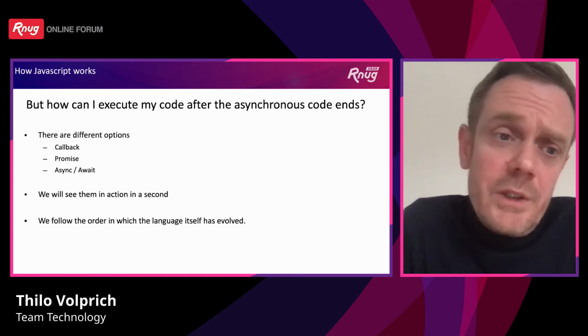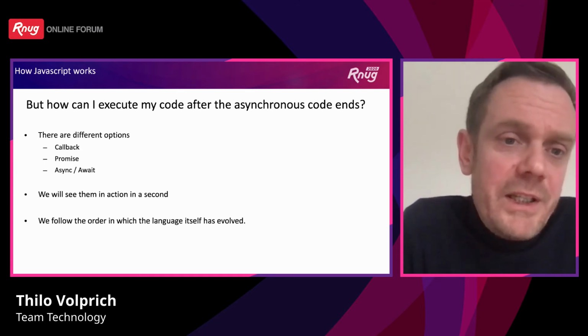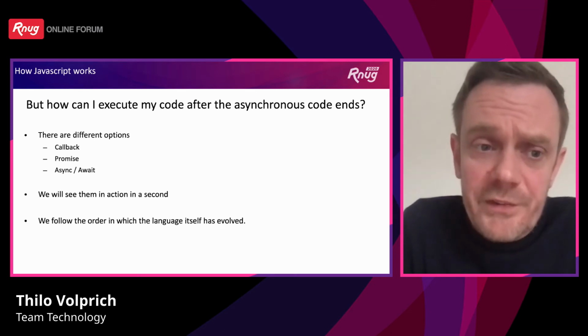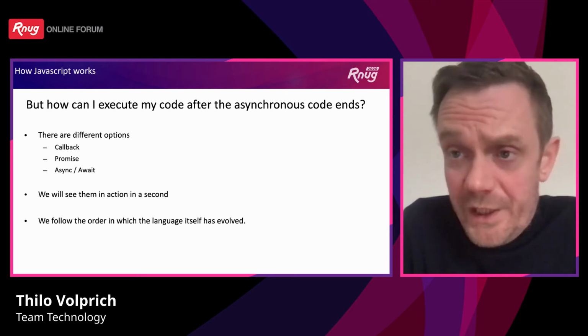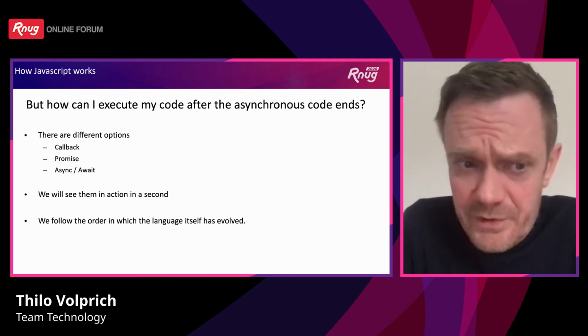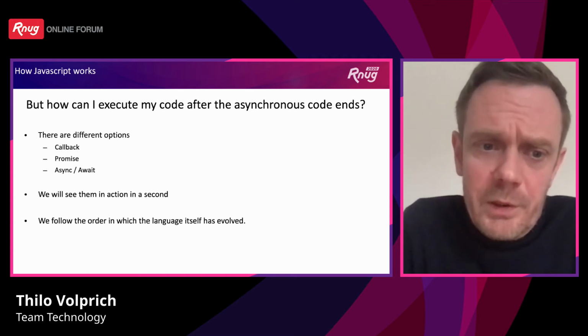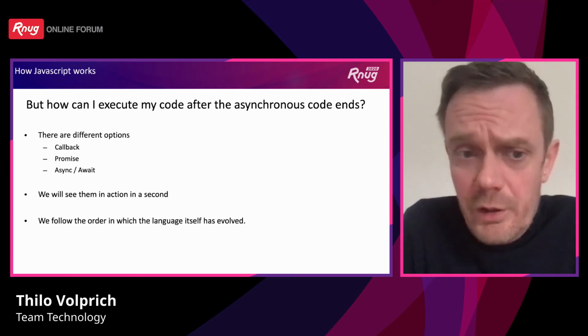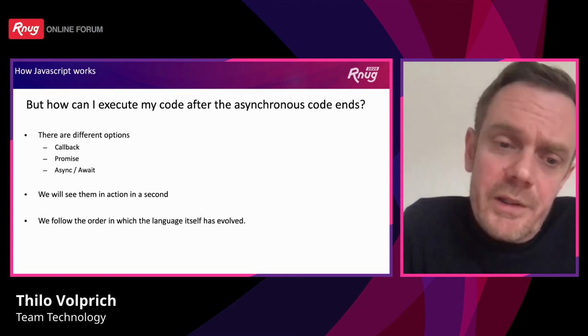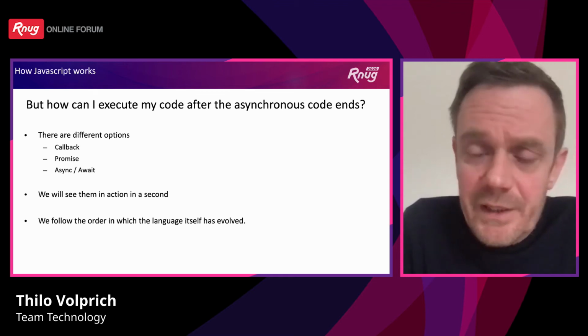For doing so, we have three different options. We can use callbacks, we can use promises, and we can use async await. These are three different ways within JavaScript to solve this problem. We will see all of them in a second. And we follow the order in which the language itself has evolved.